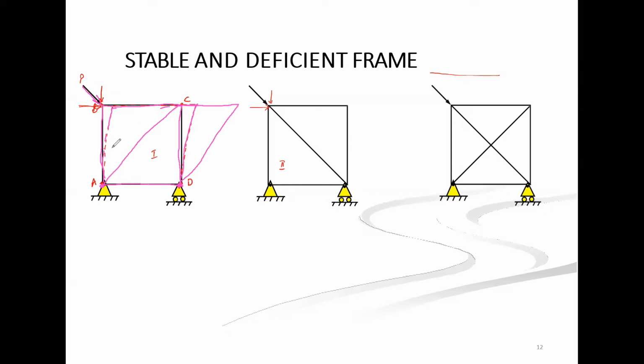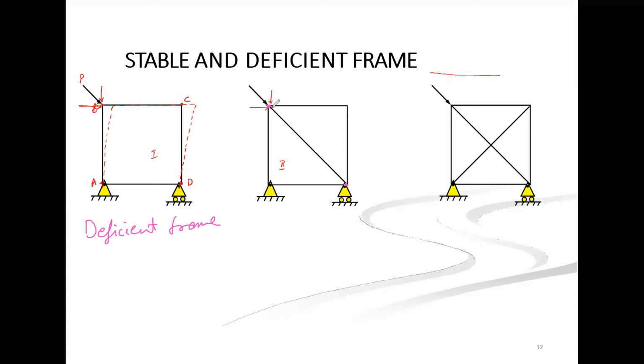So this combination of four link cannot sustain or cannot resist this force P acting on the point B. So if you get this type of structure where the structure is not able to bear or resist the external force, then you will call this type of frame a deficient frame. Okay, so this is called deficient frame.